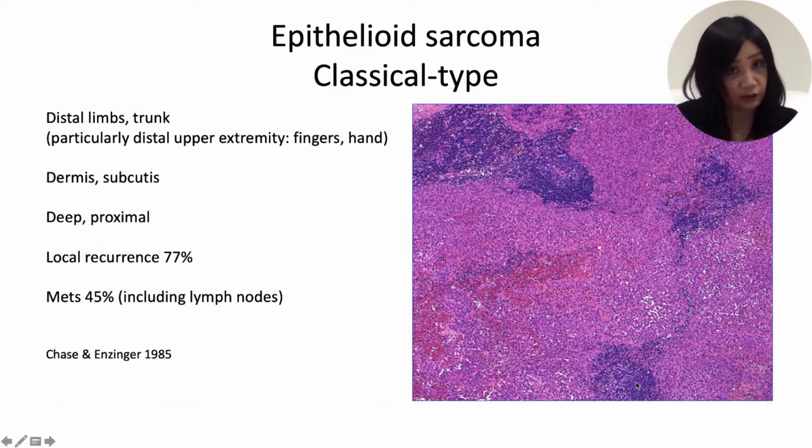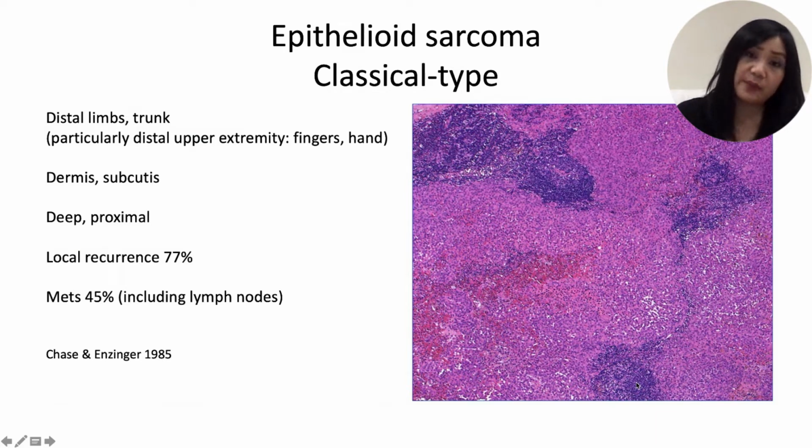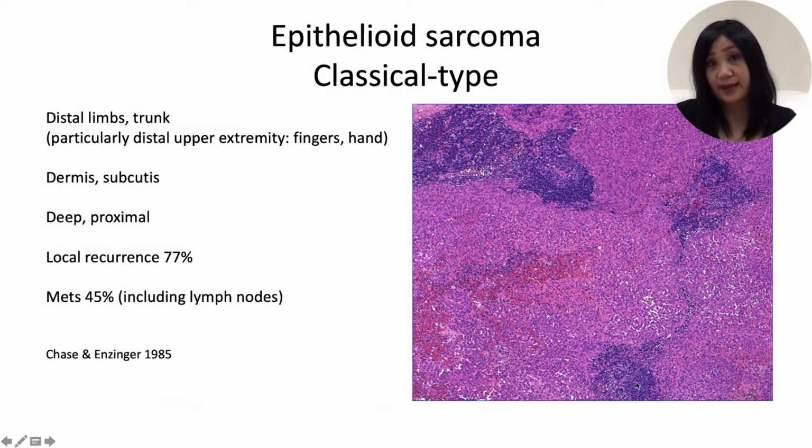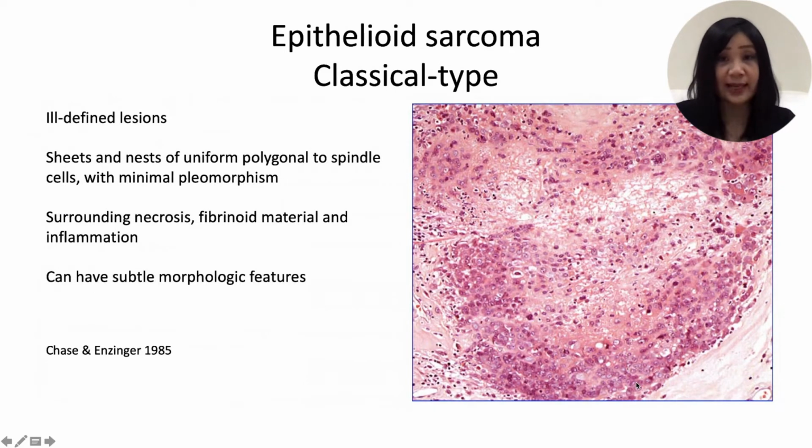These are generally superficial tumours in the dermis and subcutis and are high-grade malignant tumours with local recurrence rate of up to 80% and metastases almost 50%. Let's also remember that epithelioid sarcoma is one of the sarcomas that has a propensity to metastasize to lymph nodes, where we can mistake it for metastatic carcinoma.